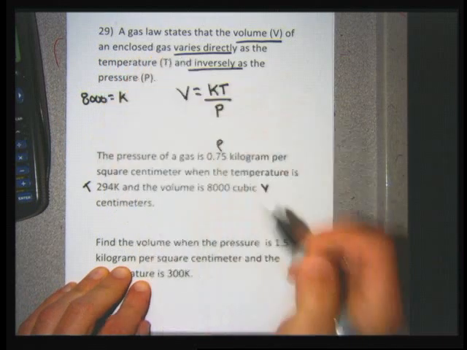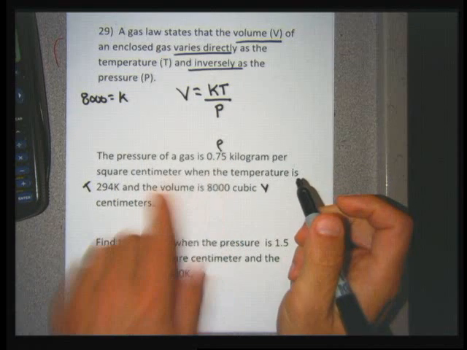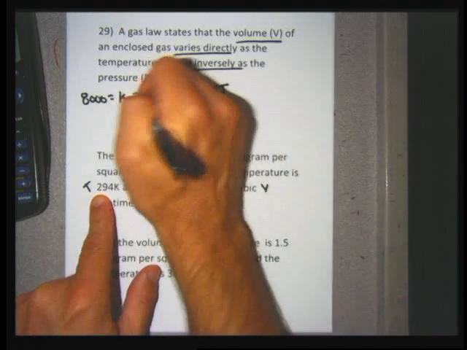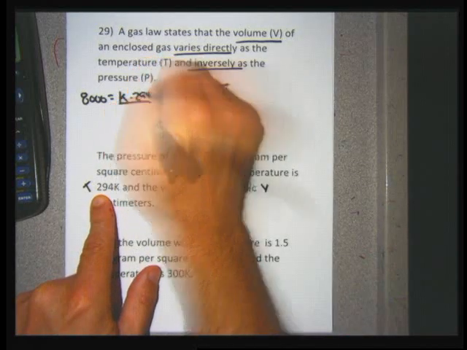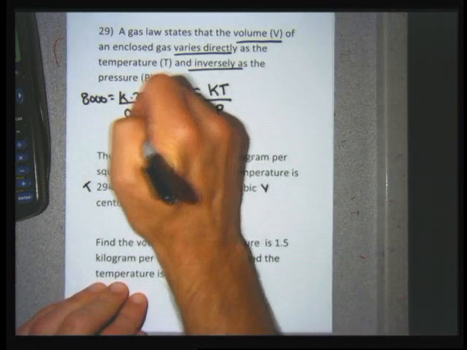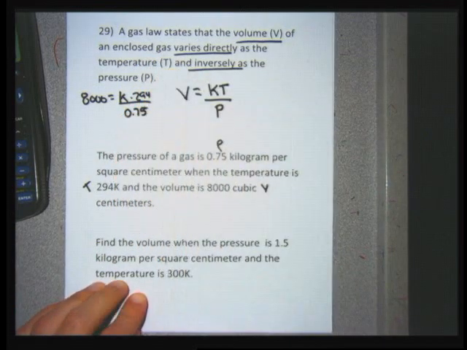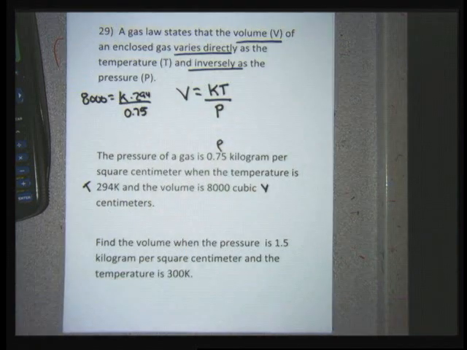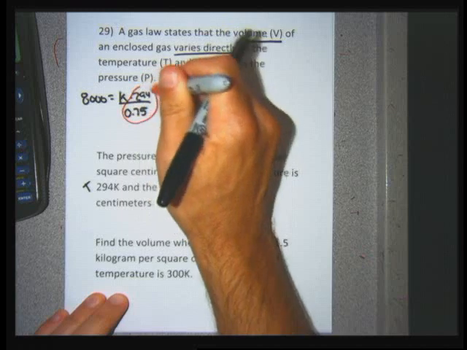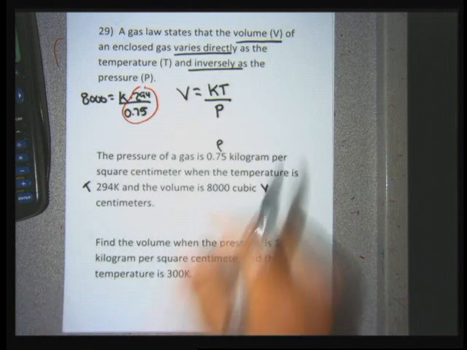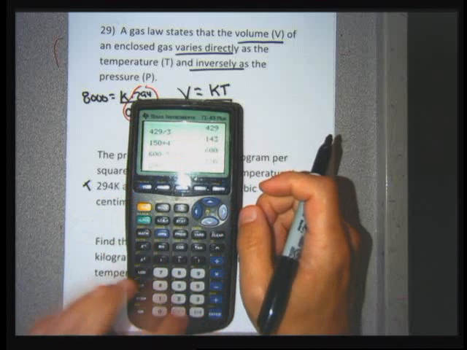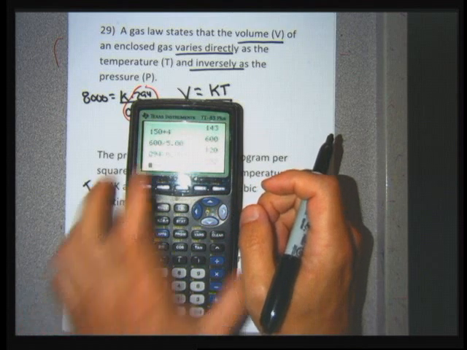I'm going to leave the K alone. In for the temperature next to the K, I'm going to put times 294. And then in for the pressure, I'm going to put 0.75. I'm going to use my calculator a bunch on this, and I might get stuck with a decimal answer. First thing I'm going to do is this division, 294 divided by 0.75, and write that number next to the K. So I'm going to go 294 divided by 0.75, and I get 392.